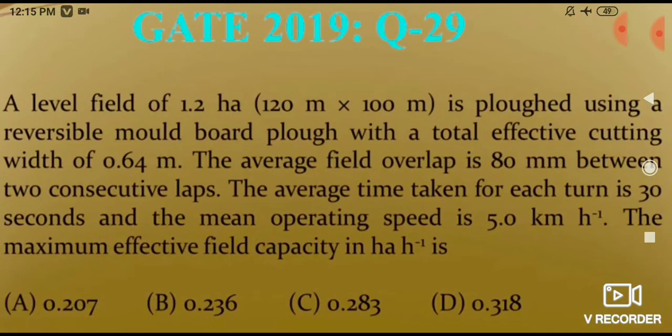Friends, you can see the question, very good question asked in 2019. Here it is saying that 1.2 hectare of land is present, 120 meter into 100 meter. Friends, the first thing you should do, whenever nothing is given about the length and the width, then you should consider the longest side is the length and the shortest side is the width.